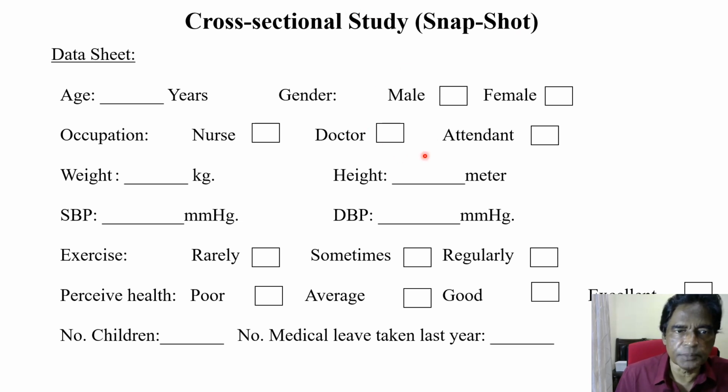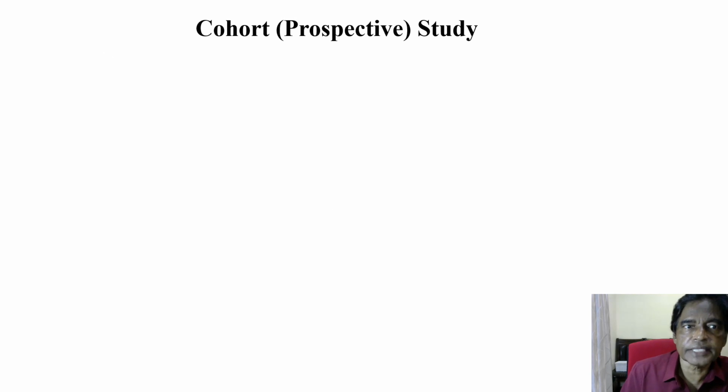From here, of course, it can create a lot of objectives. Example, we have BP, SBP, DBP. From the measurements, we can decide whether the person is hypertensive, yes or no, and what are the factors associated with hypertension. There will be several objectives for us to collect this particular data. So it's cross-sectional. Next, cohort or prospective.